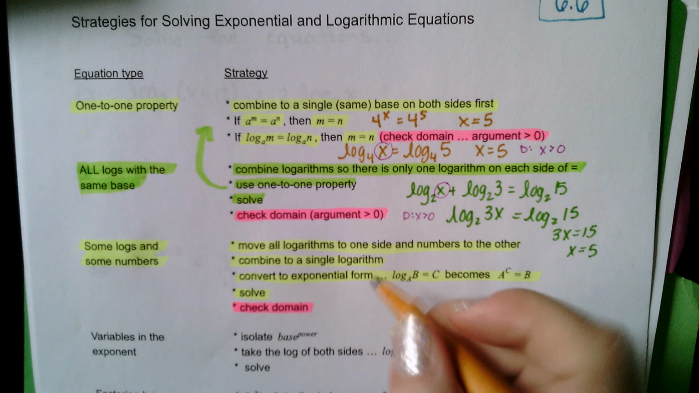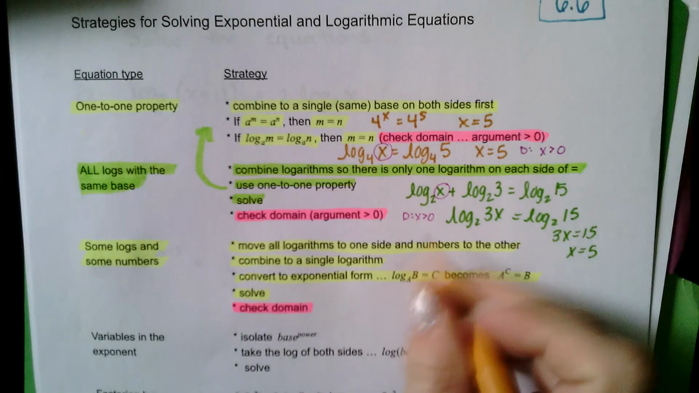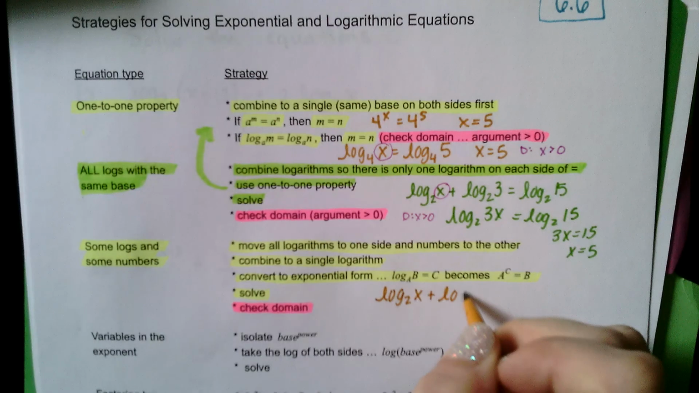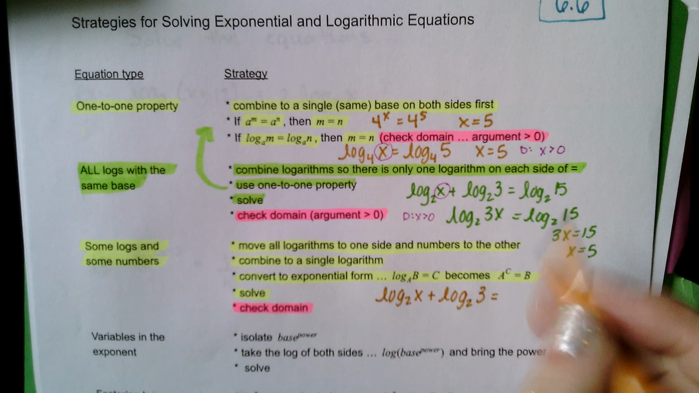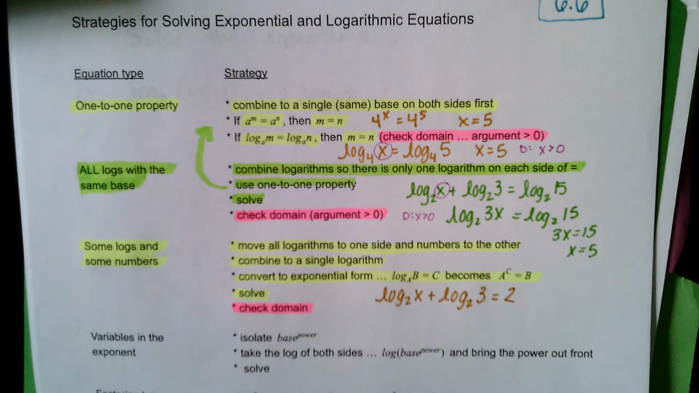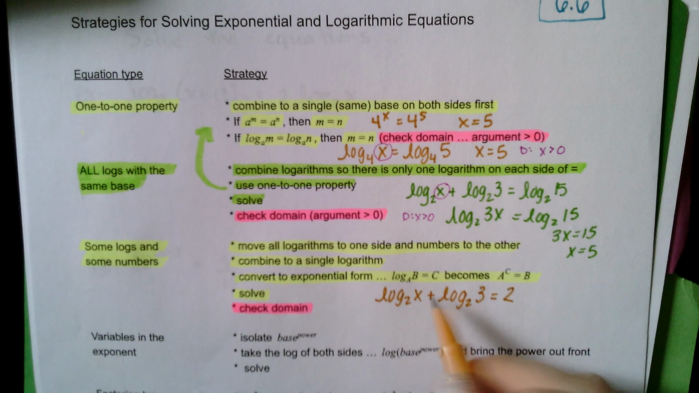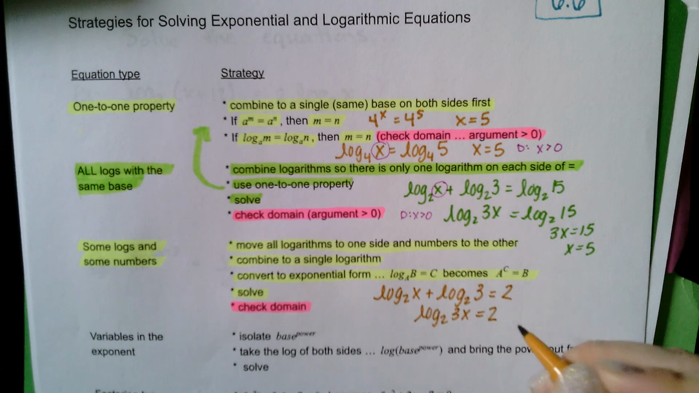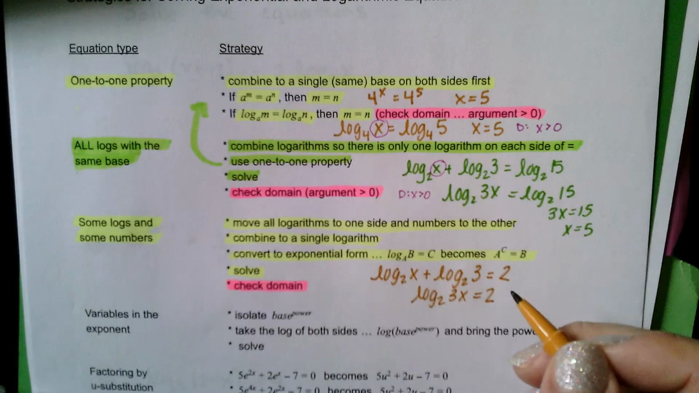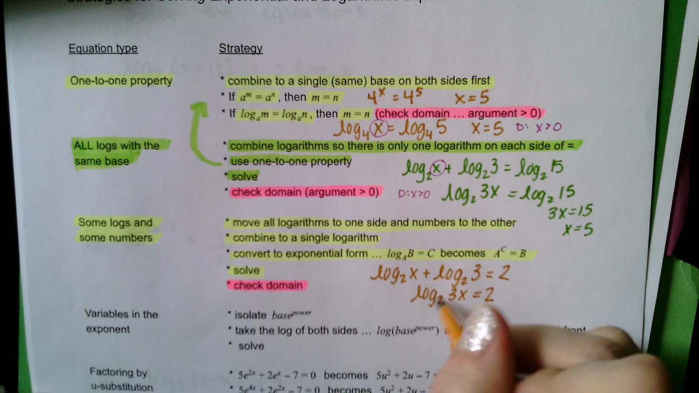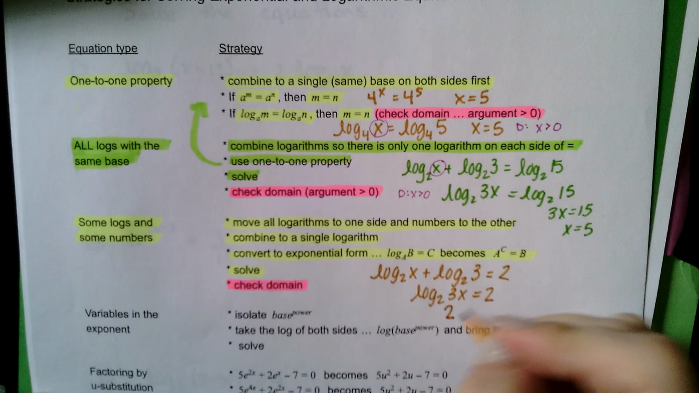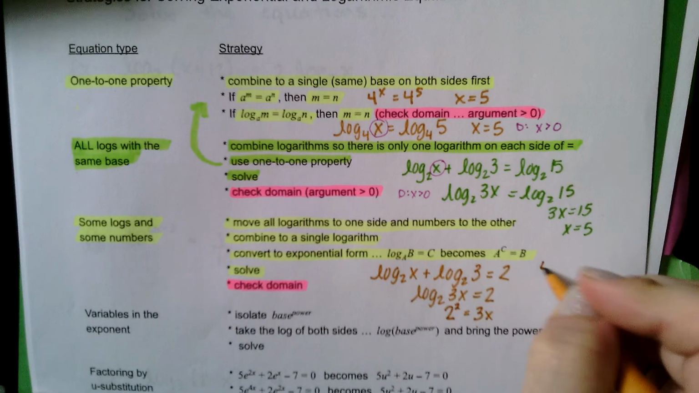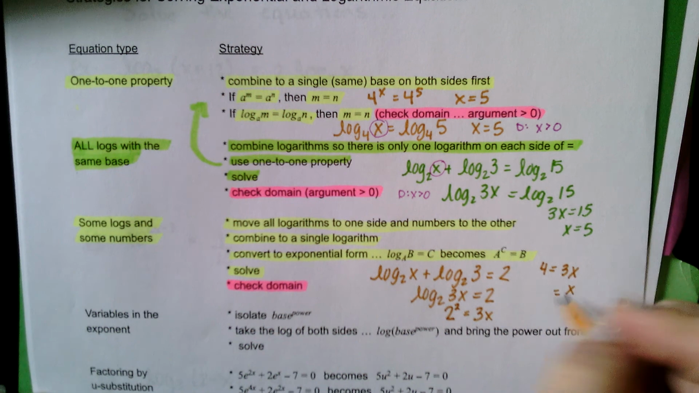So I'll give you a simple one. I'll piggyback on that one. So let's say we had log base 2 of x plus log base 2 of 3 equals 2. Then we would want to combine these two together. So we get log base 2 of 3x equals 2. And then convert from logarithmic to exponential form. So the base stays the base. So 2 up to the second power would equal 3x. So then we would get 4 equals 3x. So x would be 4/3.